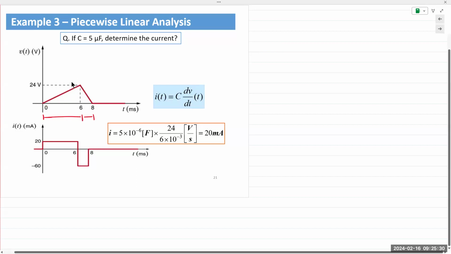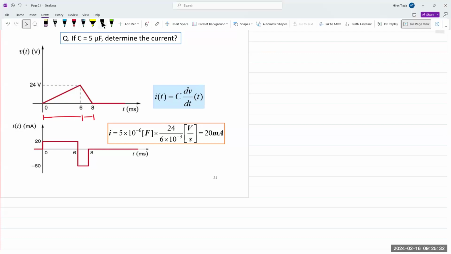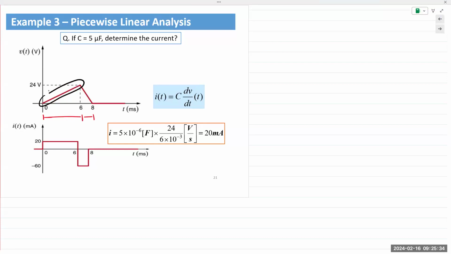Actually, let me change the color. Only this piece, going from 0 to 6 milliseconds. It is a straight line. It's not a constant value, but it is a straight line. So it has a linear relationship with respect to time. So we are able to describe it in terms of the line equation, right? We can simply describe it in terms of the line equation.